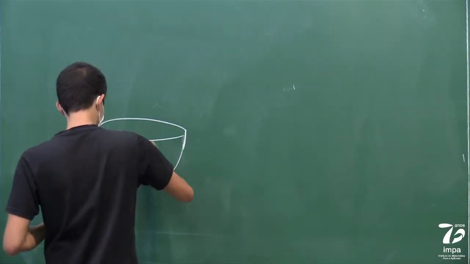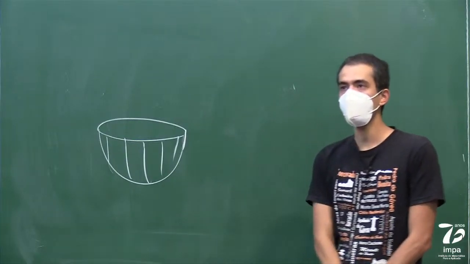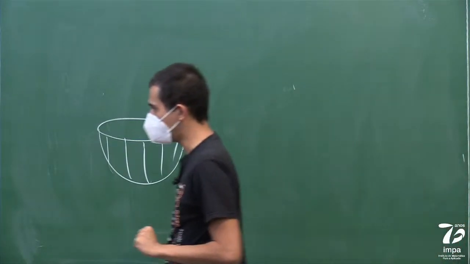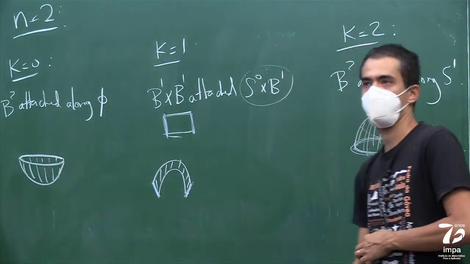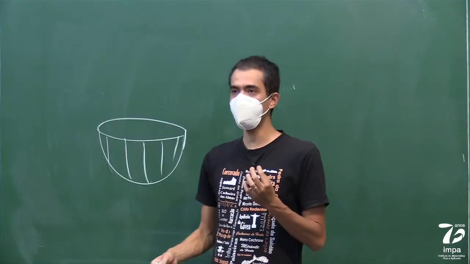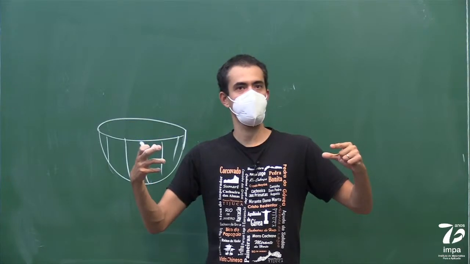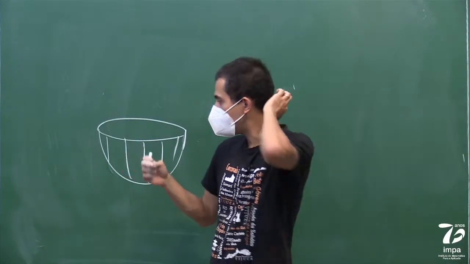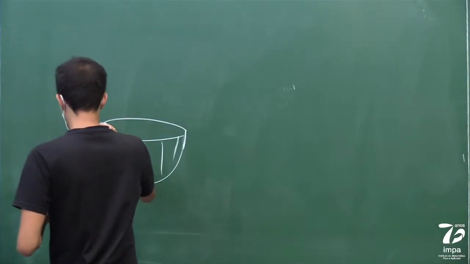And then now I want to attach a 1 handle. So how do I attach a 1 handle? Well, I have to find an embedding of S0 times B1. So what's an embedding of S0 times B1? You can think of it as an embedding of S0, and then you thicken it. Okay, so first we embed S0. So what's S0? It's just 2 points. So I find 2 points.